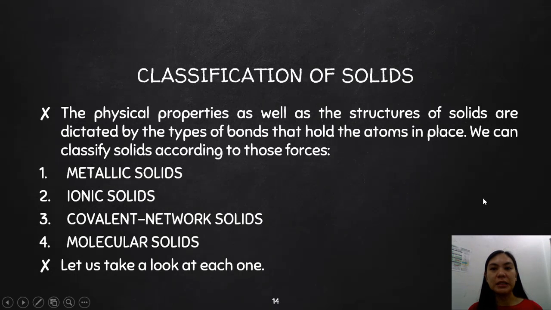The physical properties as well as the structures of your solids are dictated by the types of bonds that hold the atoms in place. And we can classify your solids according to those forces. So you have four classifications of your solids, mainly your metallic solids, ionic solids, your covalent network solids, and of course your molecular solids. Now let us take a quick look at each one of them.